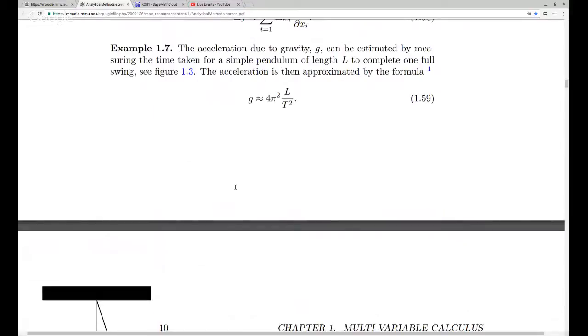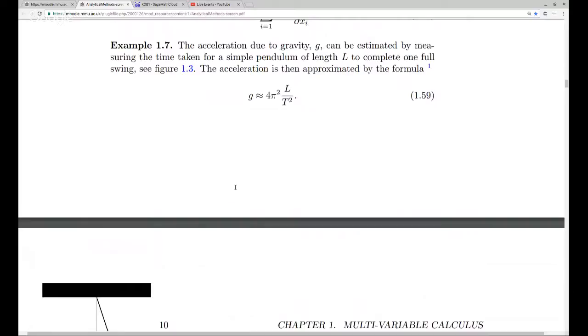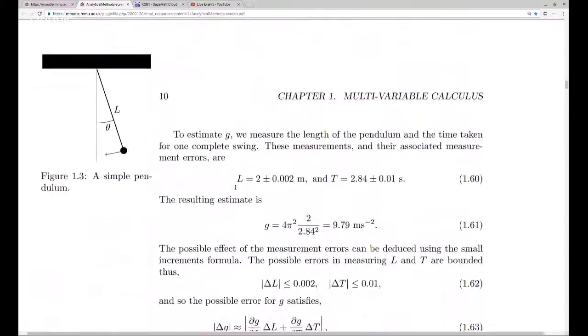This shows us, if we take this as an equation here, that g is a function of L and T. So we can set up a pendulum, measure the length very accurately, set it swinging, and then make some accurate measurement of the time period T, the time it takes to make one complete swing. And those can be fed into that formula to give you an estimate of the value of g.